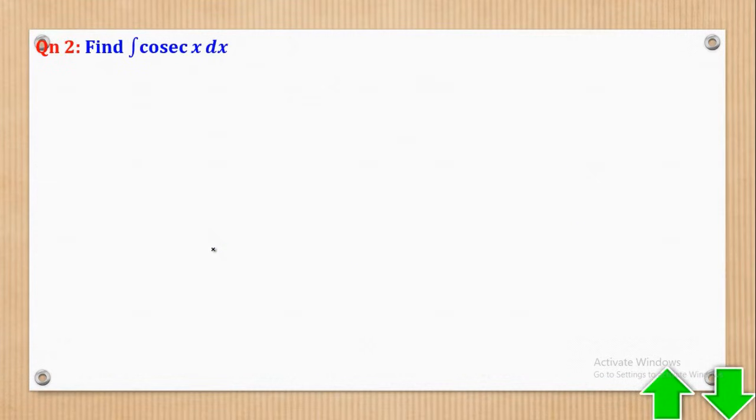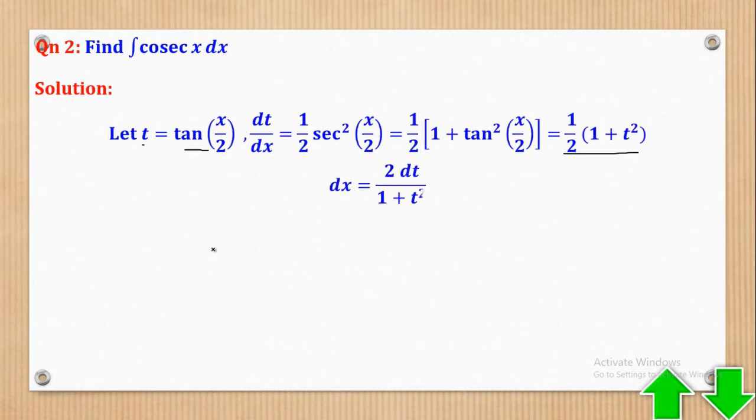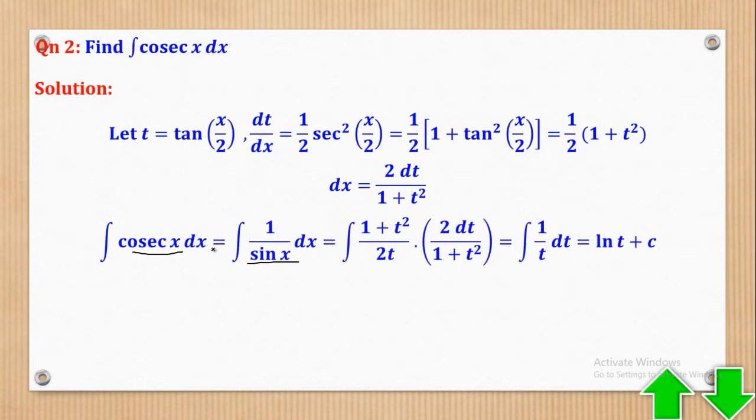Then find the integral of cosec x. So cosec is the same as 1 over sine. Because there is no power, we shall let t be equal to tan x over 2. The ratio gives you this. Therefore, dx is equal to that. So integrating this is the same as integrating 1 over sine, using the reciprocal of the t formula for sine, and the reciprocal of the t formula for sine is 1 plus t squared over 2t, and dx is that.